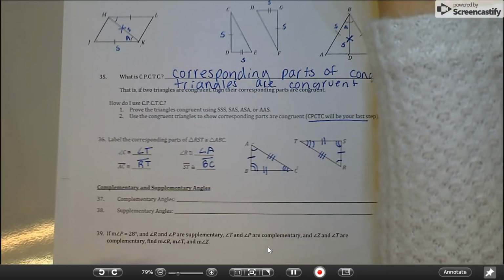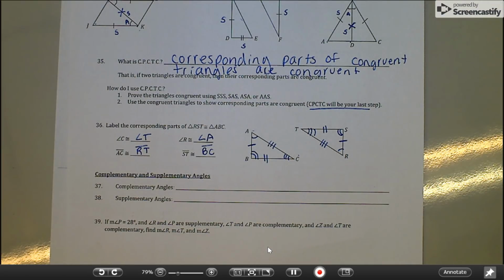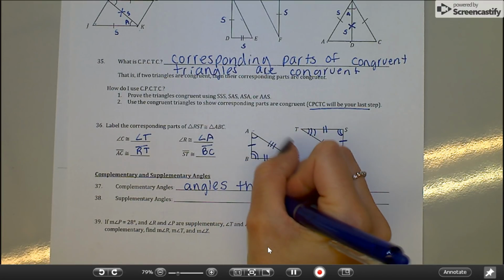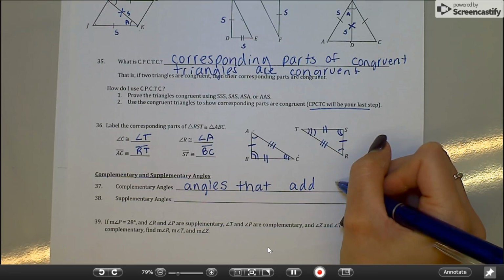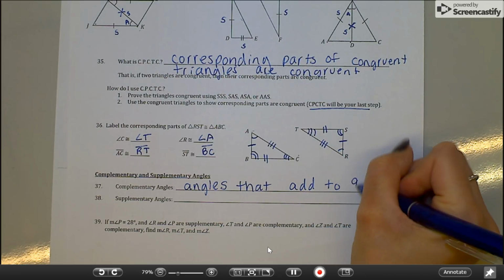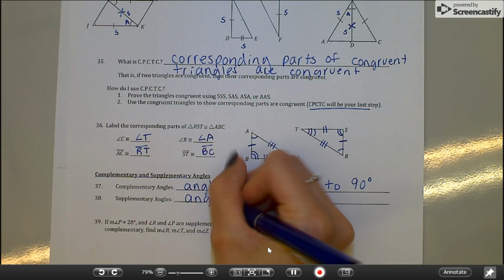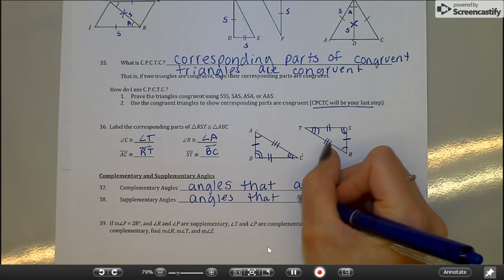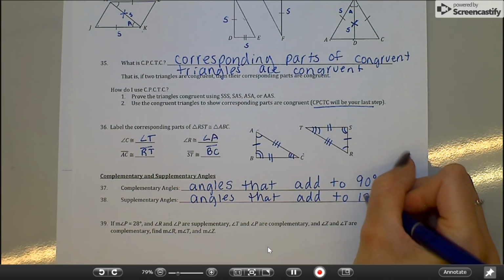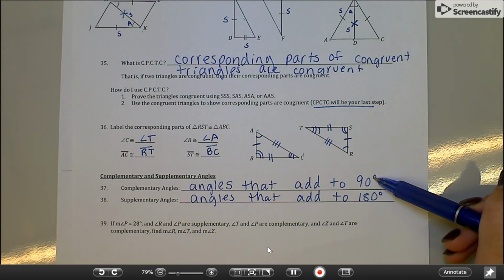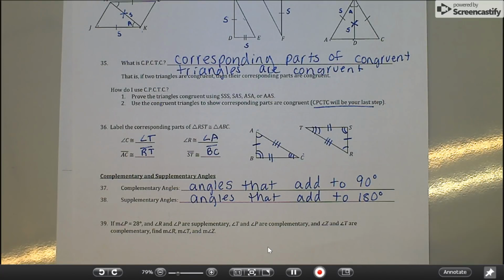Some vocabulary that you need to be aware of: complementary angles. Those would be angles that add or have a sum of 90 degrees, so angles that add to 90 degrees. Supplementary would be angles that add to 180 degrees. The way that I remember is in the alphabet, the letter C comes before the letter S. In the number system, the number 90 comes before the number 180.